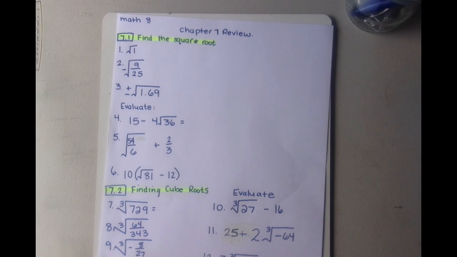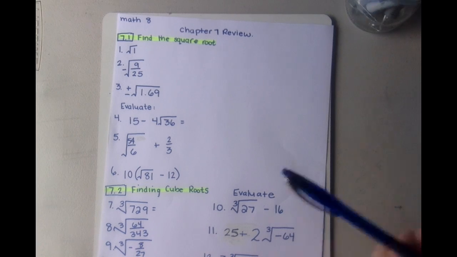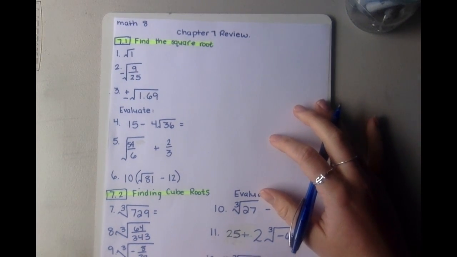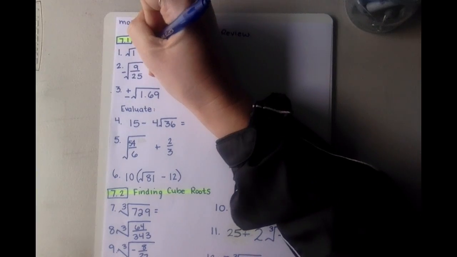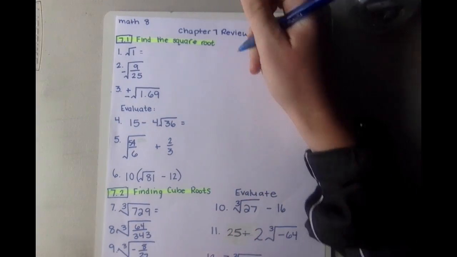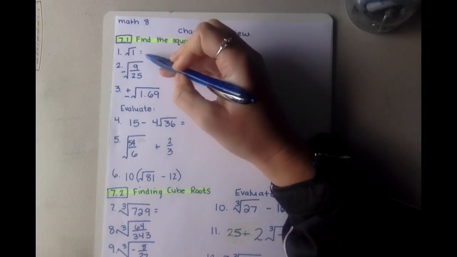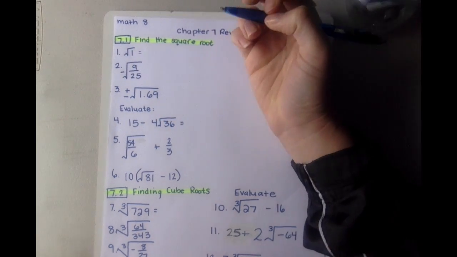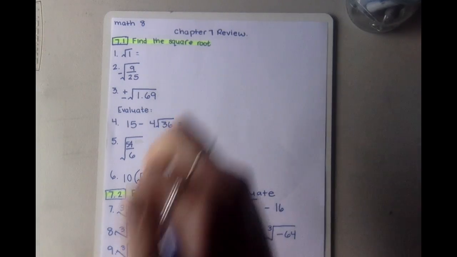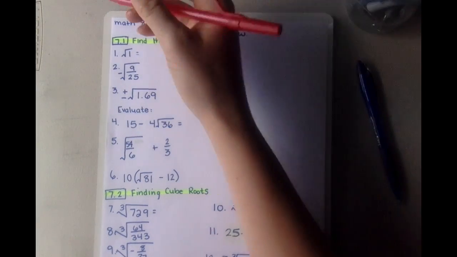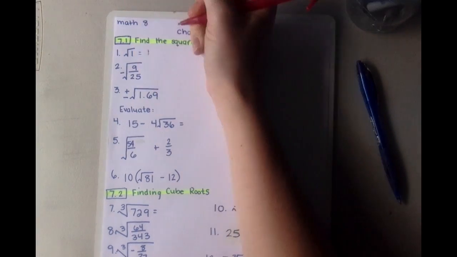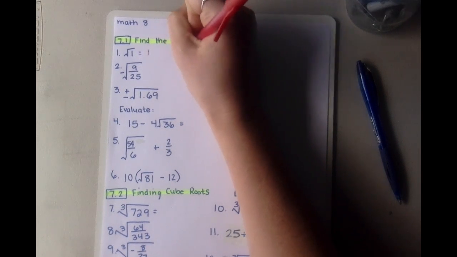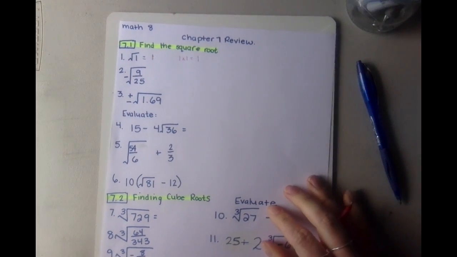If you need it, awesome. If you went through the whole thing and you checked your answers and you got it all right, then that's awesome as well. All right, so the first thing that you need to know how to do is how to find the square root. So remember, a square root is thinking, okay, what times what would equal 1? So in this case, the square root of 1 will always just be 1. So the answer to this first one is 1, because 1 times 1 equals 1.